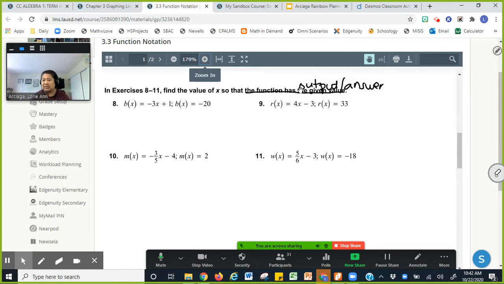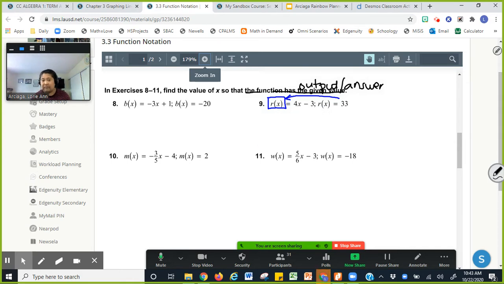So how do we do that? Okay, so if earlier we were plugging in the value for x, this time we are going to replace r of x by whatever value they gave us. So this output value will now replace the whole thing. So take note, if you write r of 33, that's wrong. Okay, that's wrong. So what are we trying to do?